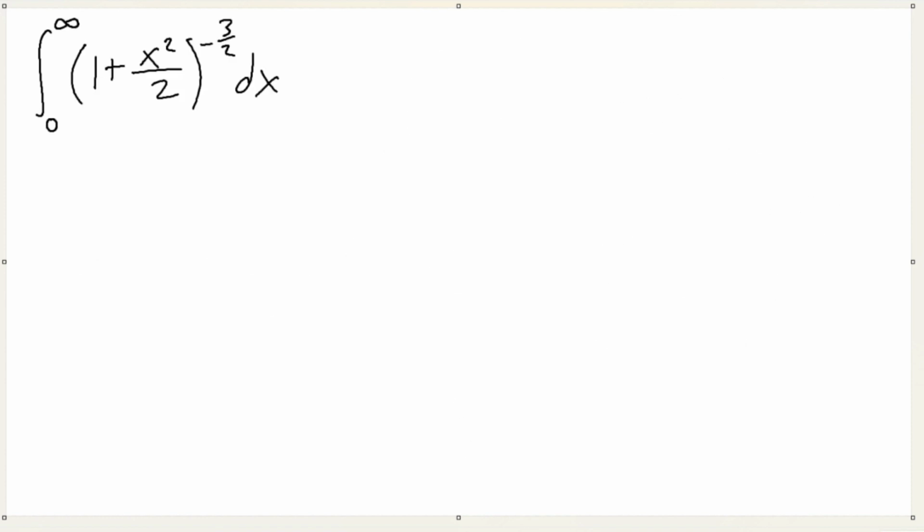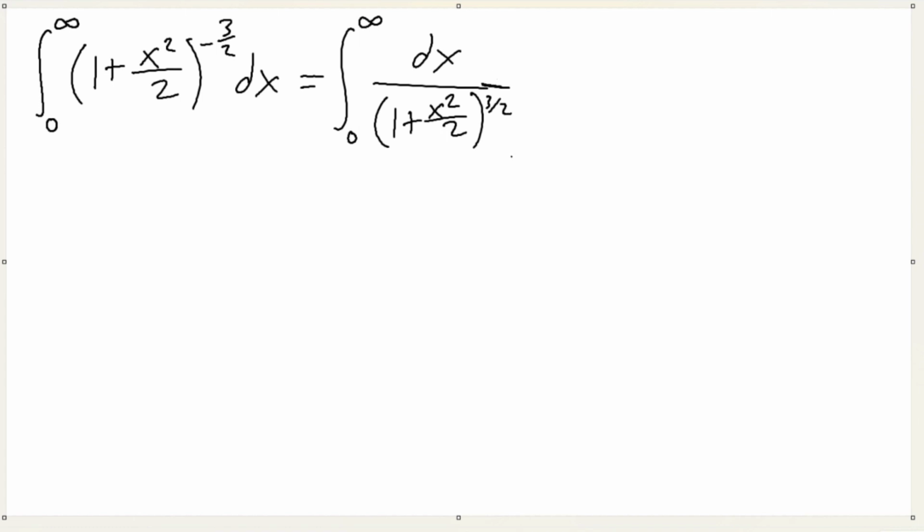Okay? This does not look like a beta function. You would freak out and say, this looks nasty, what do I do? So let's calm down. Notice that this is a negative exponent, so this would be something like this. That's a good sign that this could possibly be a beta function.